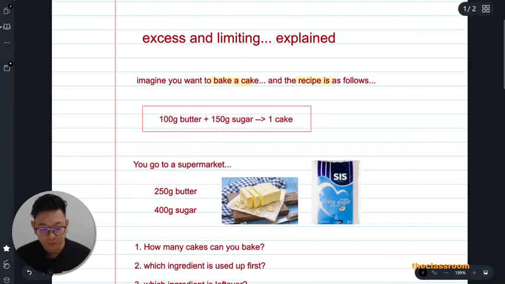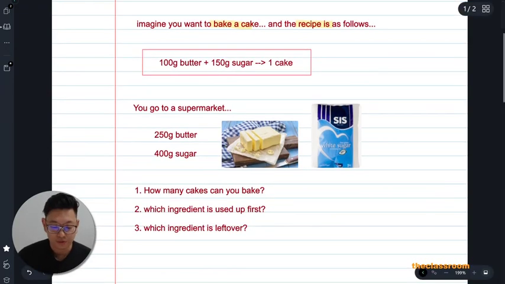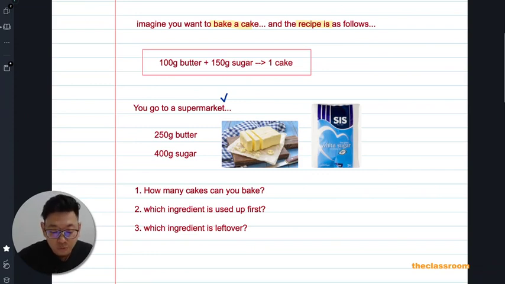And you go to a supermarket, Cold Storage, NTUC, whatever. They only sell butter in 250 gram packets. They only sell sugar in 400 gram packets. So the block of butter is 250 grams, the packet of sugar is 400 grams. That's all you can buy.